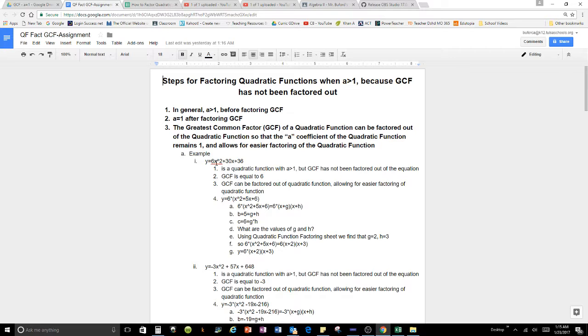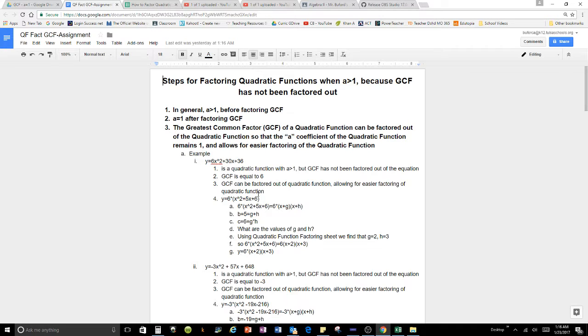So when we say we're pulling 6 out, 6 is our greatest common factor because it's the largest number that we can pull out of the equation. It's the largest number that we can pull from all terms. And when we do that, our equation looks like this. So here's our greatest common factor, 6. The remaining quadratic function is x squared plus 5x plus 6. And we know how to factor that type of an equation.